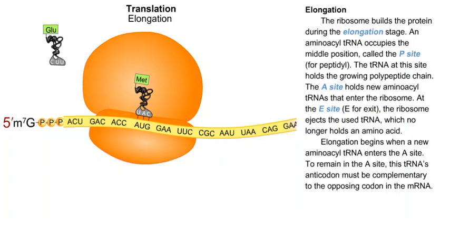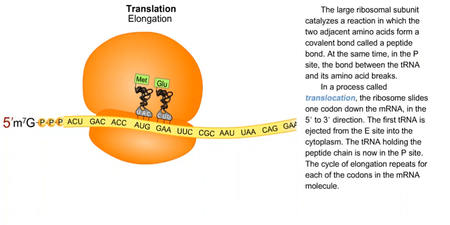Elongation begins when a new amino-acyl tRNA enters the A site. To remain in the A site, this tRNA's anticodon must be complementary to the opposing codon in the mRNA. The large ribosomal subunit catalyzes a reaction in which the two adjacent amino acids form a covalent bond called a peptide bond. At the same time, in the P site, the bond between the tRNA and its amino acid breaks.